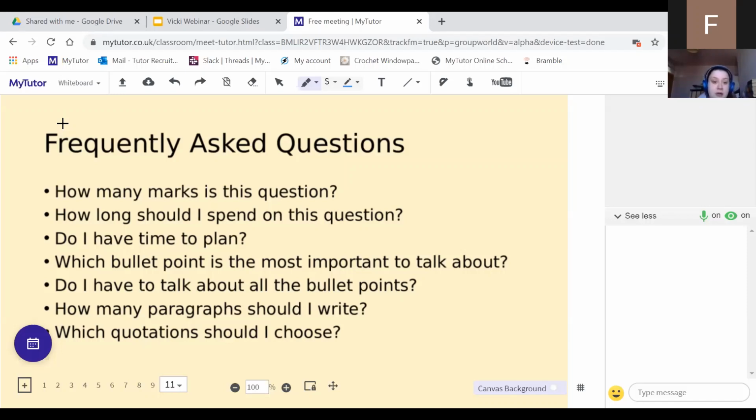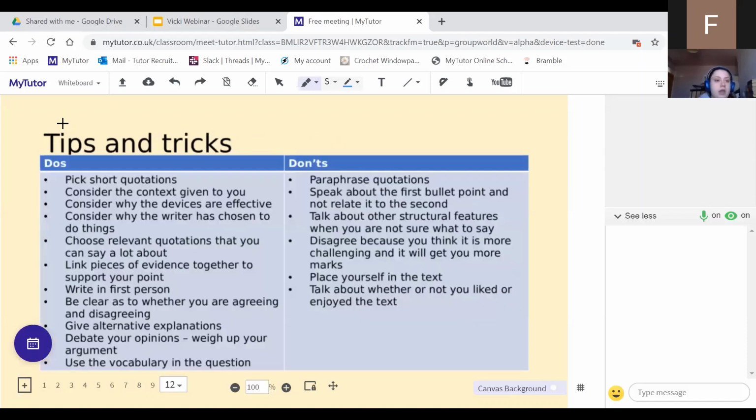You do have to talk about all of these bullet points. They are all equally important. You should be writing at least 4 paragraphs, and you should be choosing the quotations that you can speak the most about. So some of these are the same for questions 2 and 3. So do pick short quotations, consider the context, consider why devices are effective, consider why the writer has chosen to do them. Or do things, choose relevant quotations that you can say a lot about, link pieces of evidence together to support your point. You are allowed to write in first person for this if you want to.